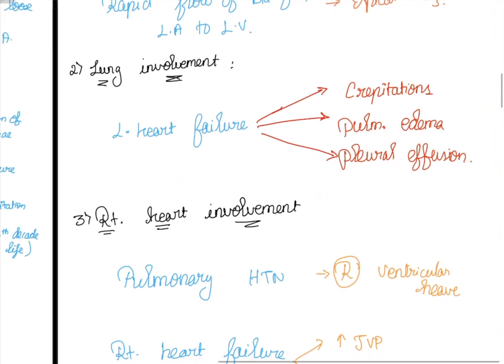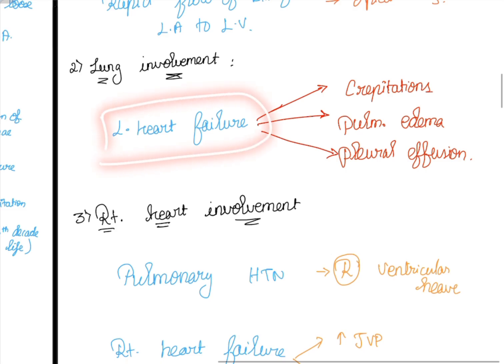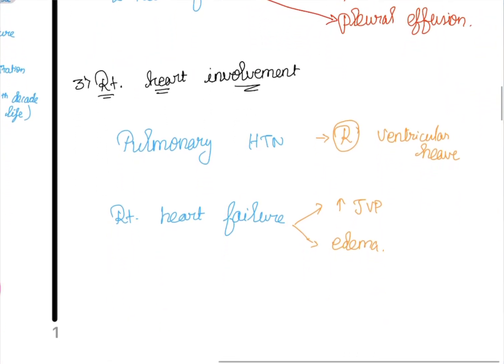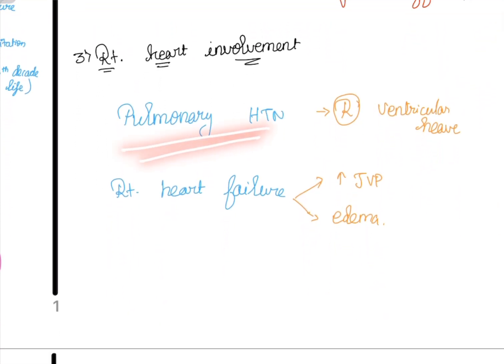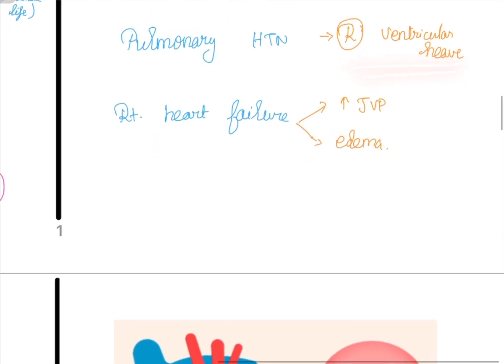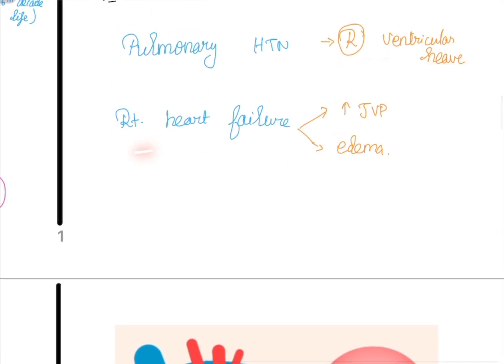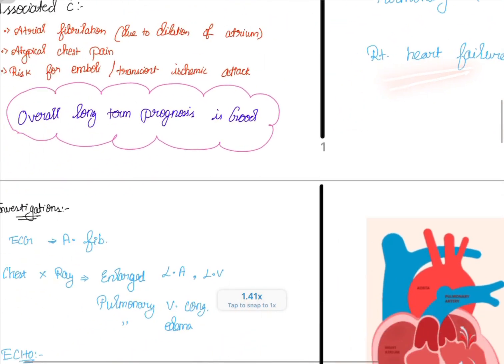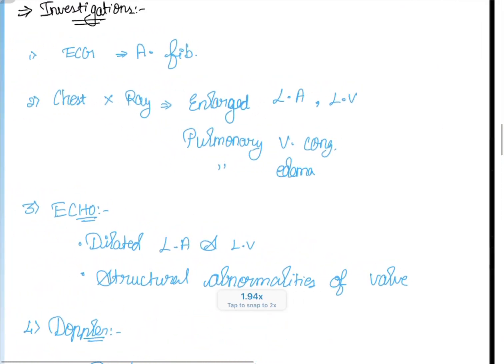Moving on to the lung involvement, due to left heart failure, there will be pulmonary edema and pleural effusion. This presents as crepitations. Then moving on to the right heart involvement, due to pulmonary hypertension, there is increased overload for the right ventricle, so more pressure is required for the right ventricle to pump, which results in a right ventricular heave. When this progresses, it results in right heart failure, which shows as increased JVP and then edema.